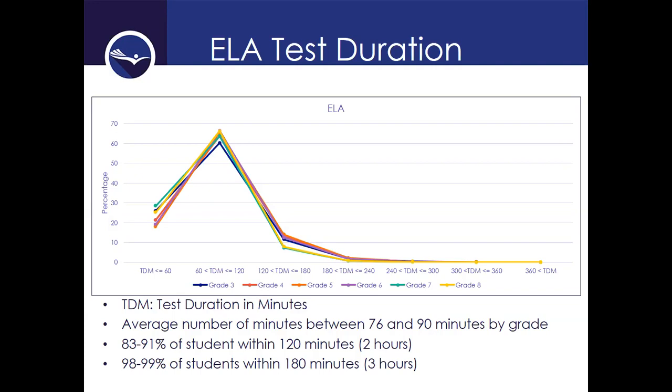We know the average for these grades on the ELA were between 76 and 90 minutes. We also know that 83 to 91% of the students are done within 120 minutes, some significantly less than that, but all that is a pretty high percentage. We also know that almost all students are finished within 180 minutes. There are some students that go all the way out, and we really want to make sure those students actually need that time and benefit from that time. So we want to think about those students as we move forward as well.